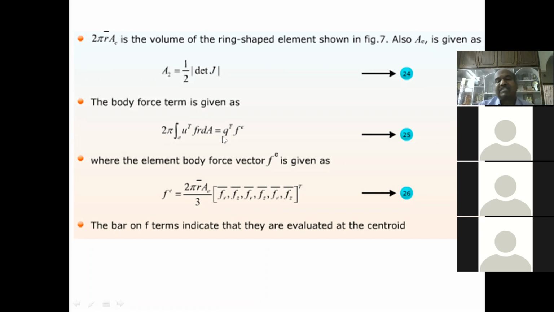Suppose you go for traction forces or body forces, accordingly you have to calculate the equivalent force, then you can multiply with the displacement. So the equivalent forces are calculated, and this bar means calculated at the centroid.